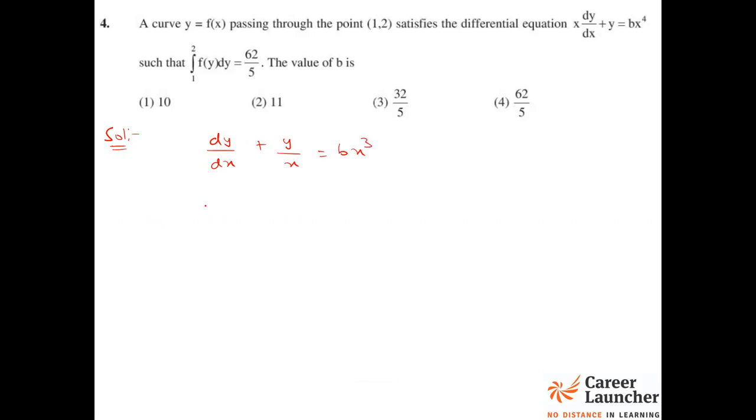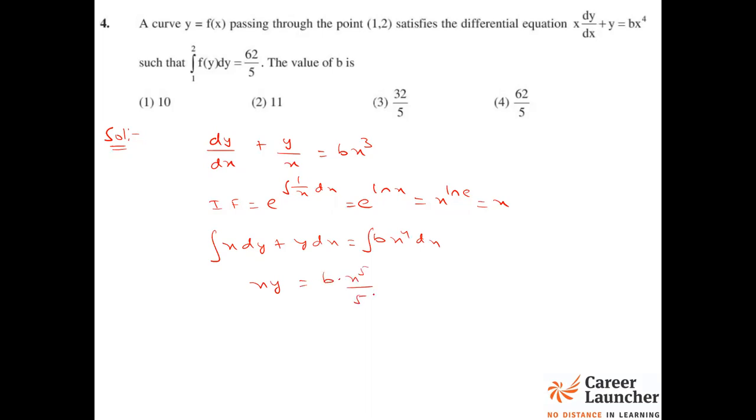To solve this in linear form, we'll find the integrating factor, which will be e power integration of 1 by x dx, which becomes e power ln x. We can interchange these two terms, it becomes x power ln e, which is equal to x. So multiplying with x on both the sides and taking LCM, the value becomes x dy plus y dx is equal to b x power 4 dx. Integrate on both the sides. This is the derivative of x into y. So integration of d of xy will become xy is equal to b times x power 5 upon 5 plus c.